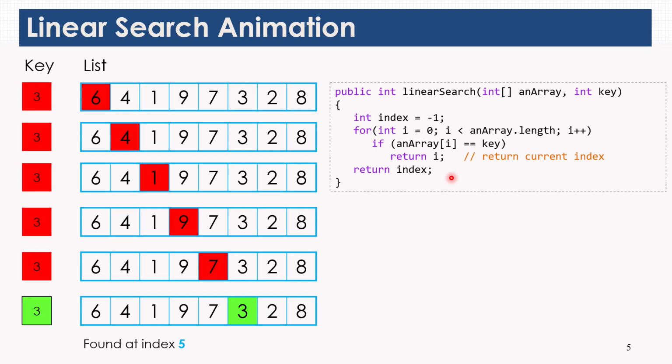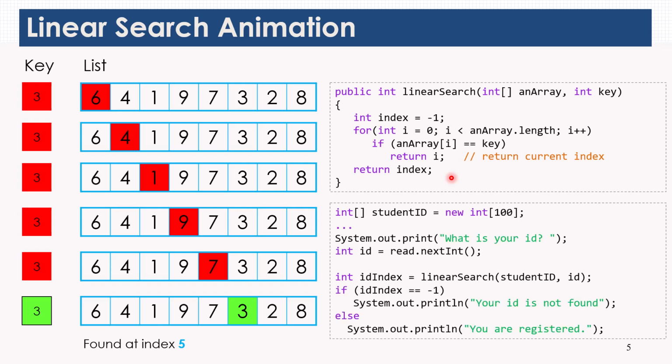To show you how to use this method in a program, suppose we have an array of integers for student IDs of 100 students. We ask the user what is your ID, and we want to find out if the student ID is on the list or not. So we call the method linear search. We supply the array as input parameter as well as the ID, which is the key. Then the method will search for the ID inside the array and store the result of the index into ID index.